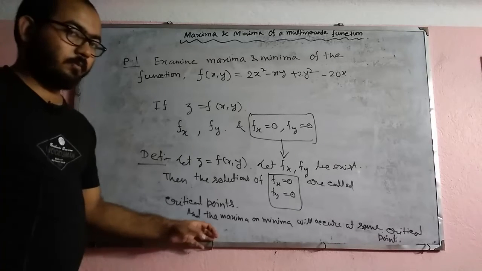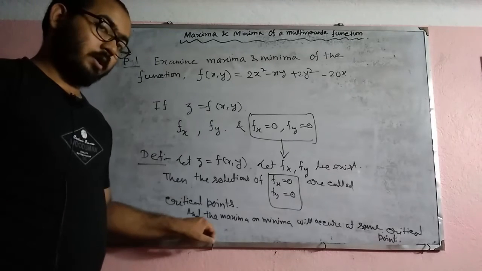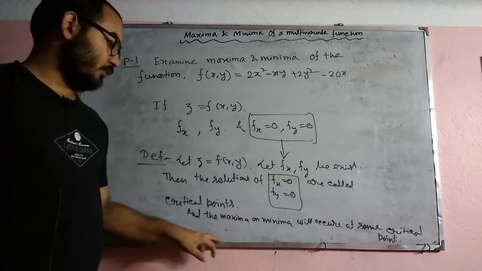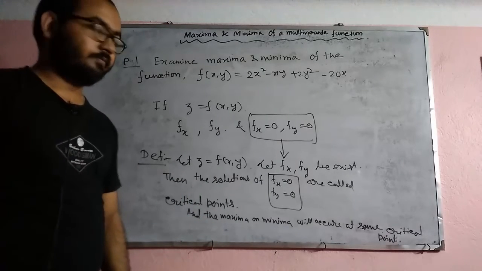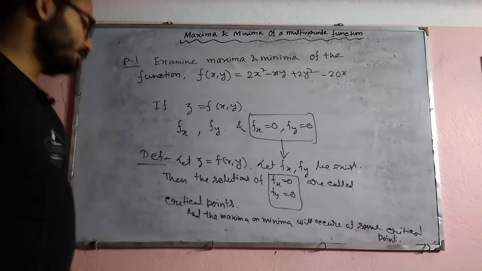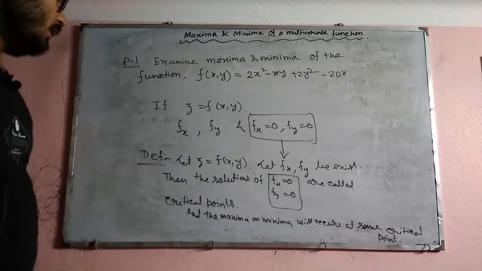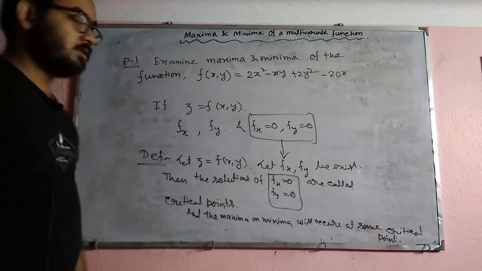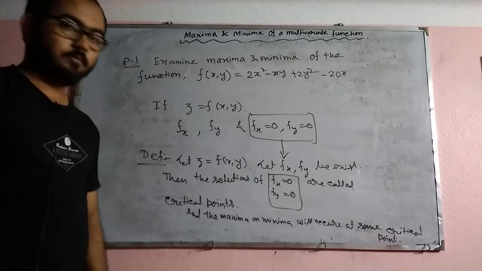At a certain critical point, maxima or minima may not occur. But if maxima or minima occur at some point, then that point will be a critical point. That is why we just have to check the critical points. We have to just determine the critical points of the function f.